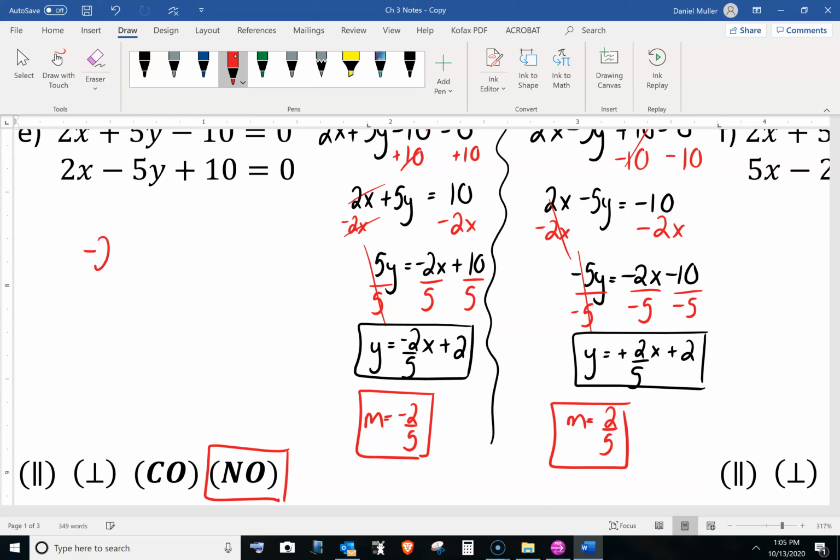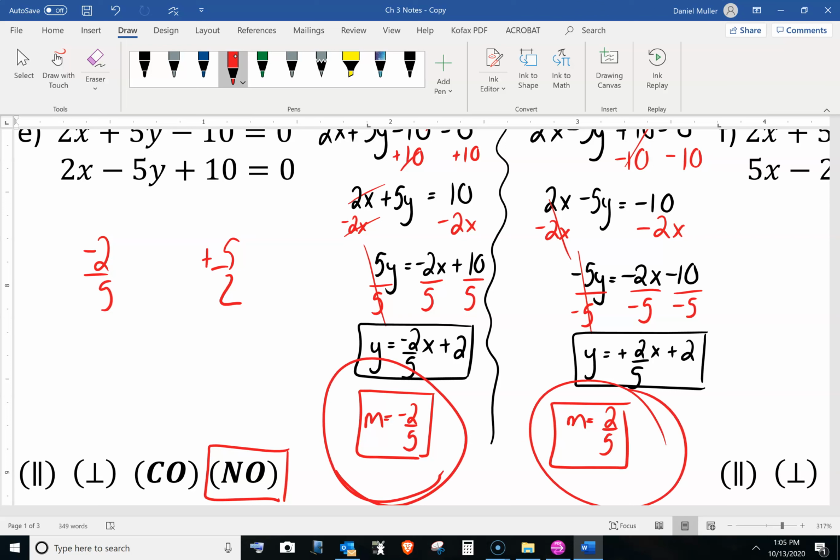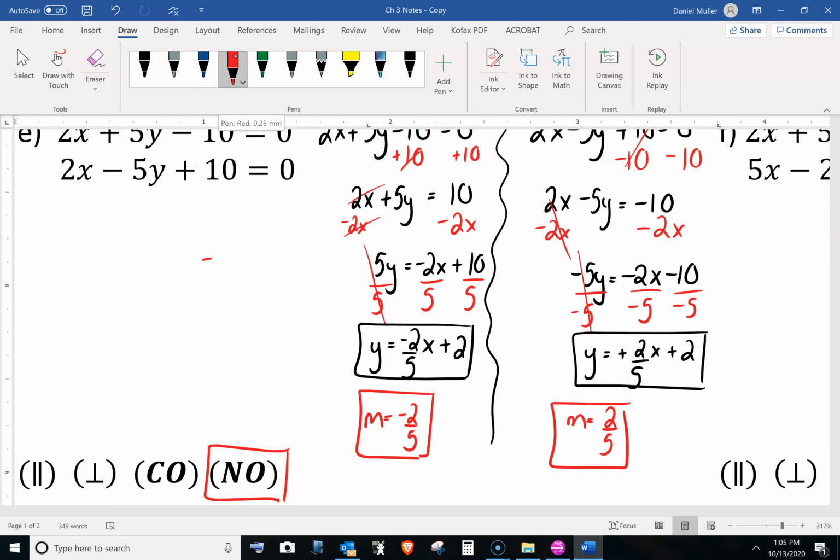If it was negative 2 over 5 and positive 5 over 2, okay, now the fractions are flipped from each other. One's positive, one's negative. I can say, hey, they're perpendicular. And I do have the negative 2 over 5, but I don't have the positive 5 over 2. This one still has the same fraction. It's not actually flipped to the 5 over 2 that I would need for perpendicular. Okay, a lot of work there.